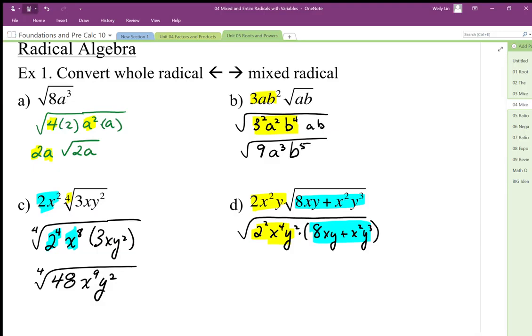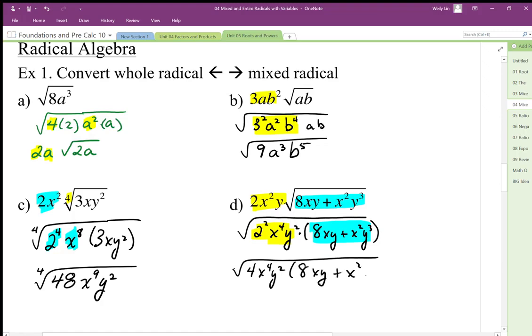And we can then simplify this. We could keep it factored, but we're not going to keep it factored. We're just going to work it all out. So we end up with 4x to the 4, y squared times xy, 8xy plus x squared y cubed. We know that now that it's inside, it's all just connected by times. And we know we can distribute across multiplication.